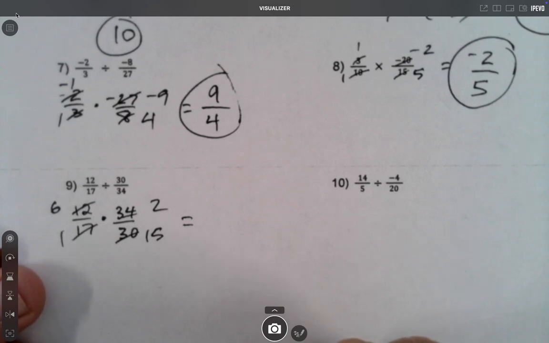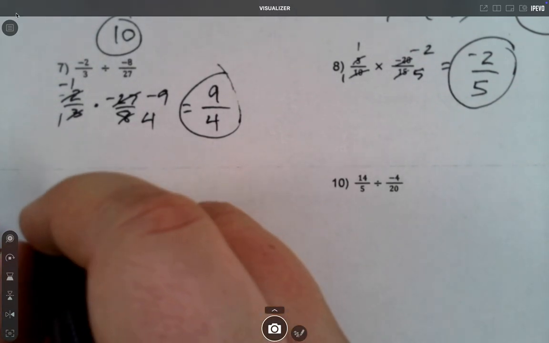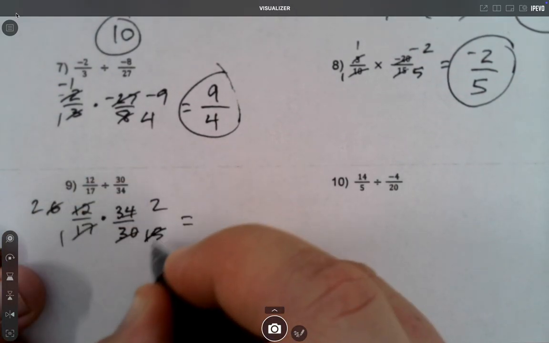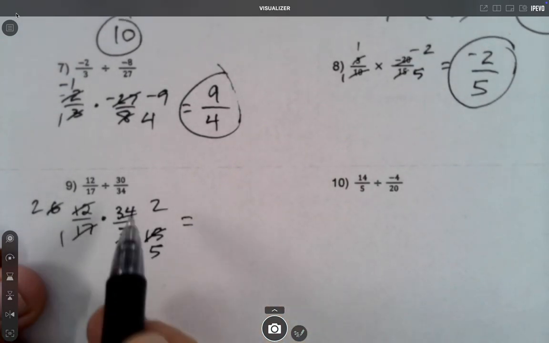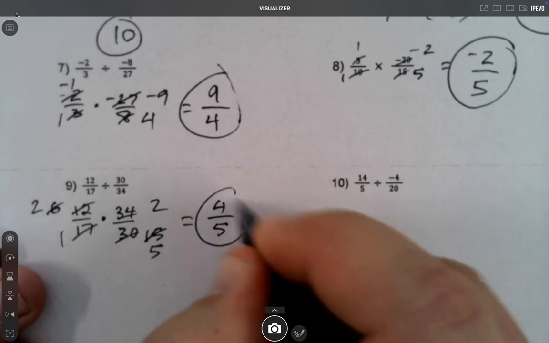Oh, actually, they could have been divided by 6. But sorry, now I see 6 and 15 are both divisible by 3. So I can divide that by 3, divide that by 3. So I get 2 times 2 on top and 1 times 5 on the bottom.